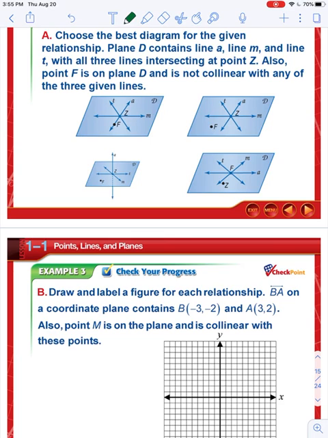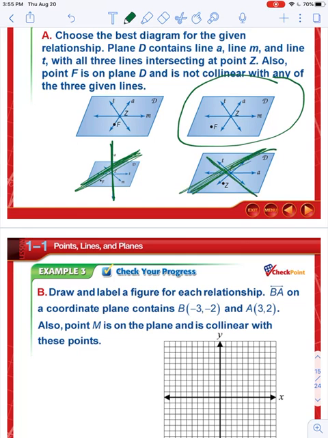Right, when it gets down to it, for this one, we are left with B. This one doesn't work because line A goes through the plane. It's not on the plane. This one doesn't work because F is the intersecting point, not Z. And this one doesn't work because F is on the line and it needs to be not collinear.